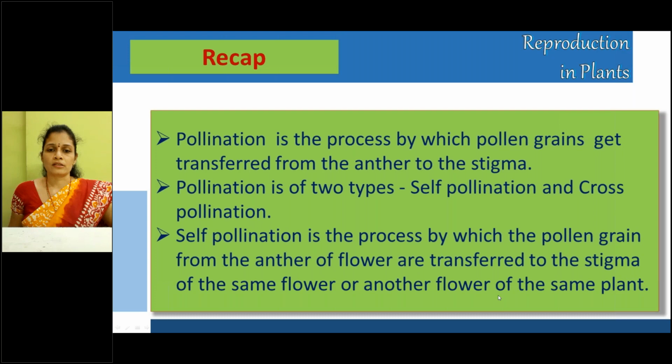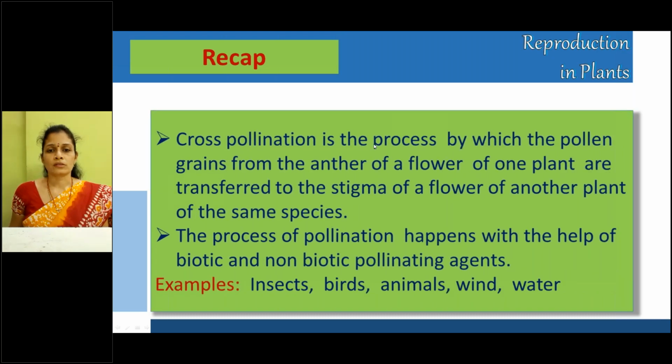The next point is cross-pollination. Cross-pollination is the process by which the pollen grains from the anther of a flower of one plant are transferred to the stigma of a flower of another plant of the same species. I repeat, children, cross-pollination is the process by which the pollen grains from the anther of a flower of one plant are transferred to the stigma of a flower of another plant of the same species.